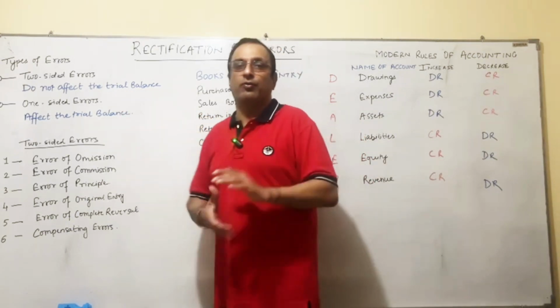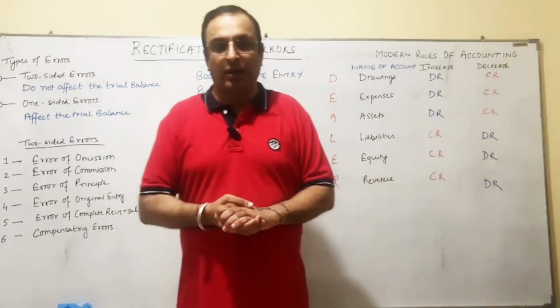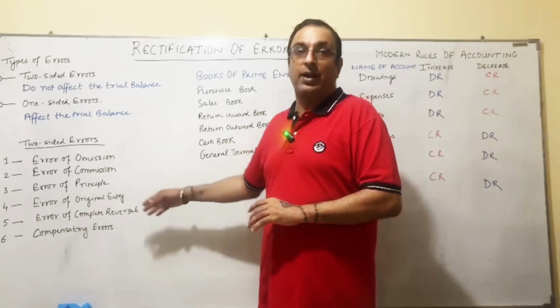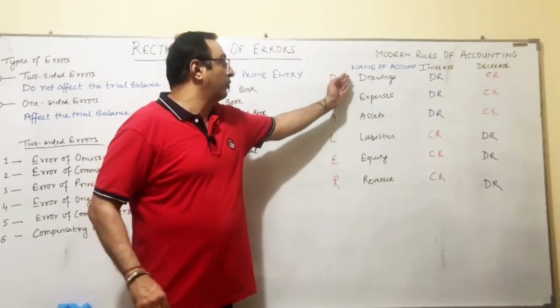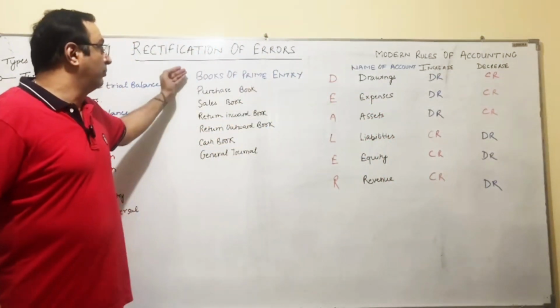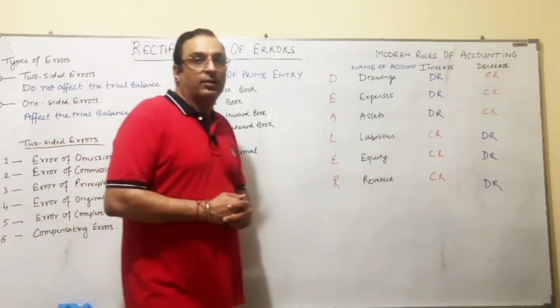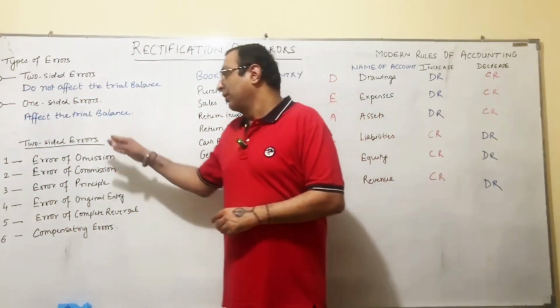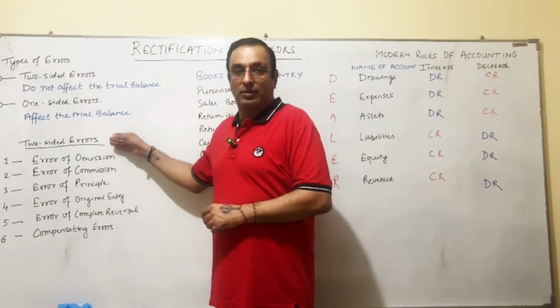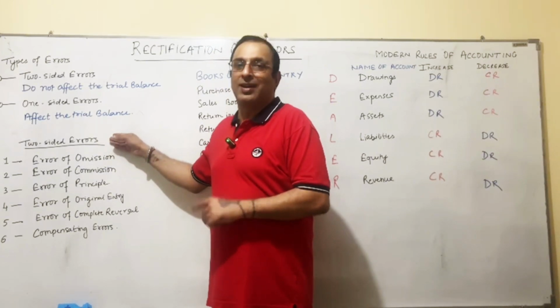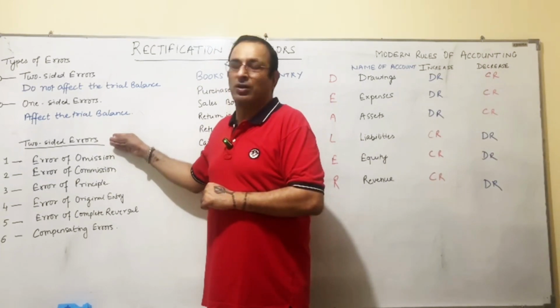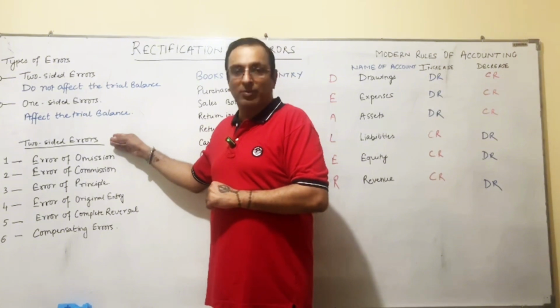So guys, before we switch off to the next video where we will discuss these errors, I suggest you to brush up your basics with the modern rules of accounting and the books of prime entry so that when we learn more detailed the two-sided errors and their rectifications, you will not face difficulties and you will not say the same thing, oh my god, so confusing, so difficult. It will make life easier.